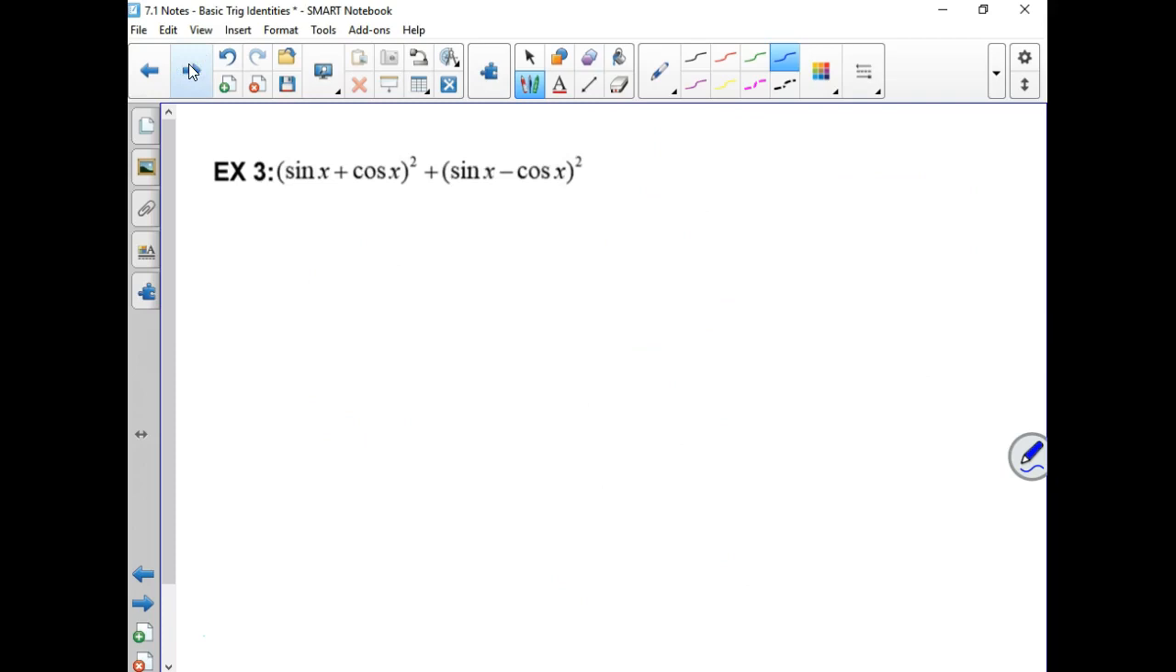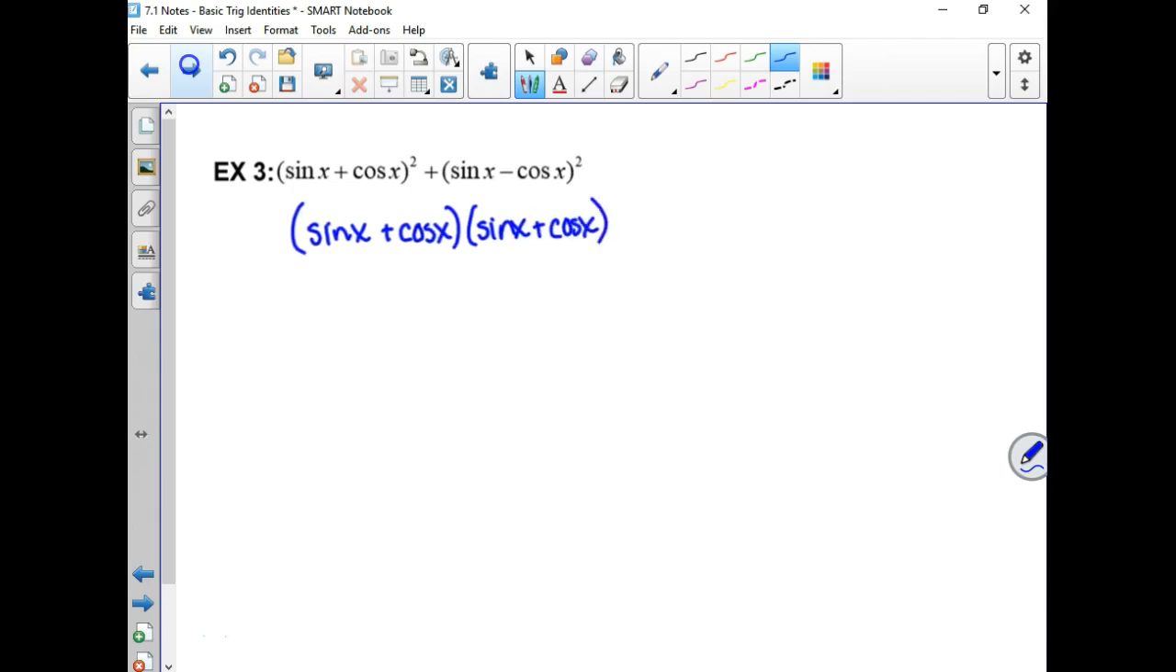Sine x plus cosine squared. Sine x plus cosine x squared plus sine x minus cosine x squared. Now, be careful with this problem because you might be tempted to say that this is sine squared x plus cosine squared x, but you cannot do that, because when we see sine x plus cosine x squared, that means sine x plus cosine x times sine x plus cosine x, like this.